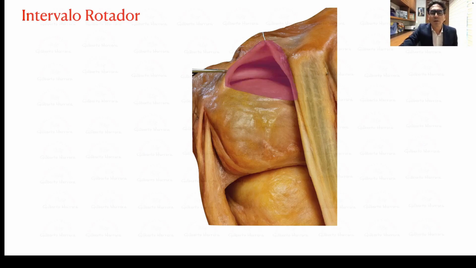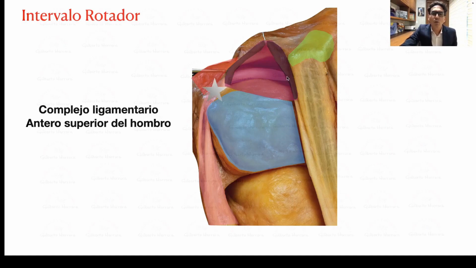So our rotator interval, as we already mentioned, with its boundaries being the superior border of the subscapularis in blue and the anterior border of the supraspinatus in red, contains the biceps. But we've also talked about how it contains the articular capsule in the superior and anterior part, the superior glenohumeral ligament and the coracohumeral ligament. All of these ligaments are integrated together.